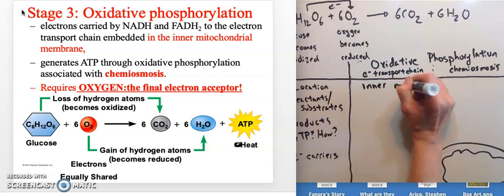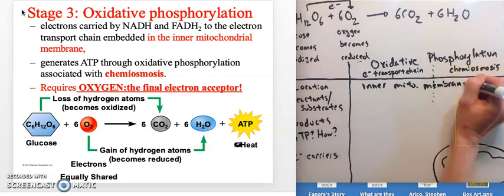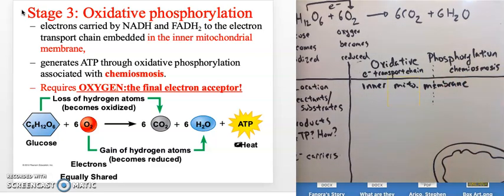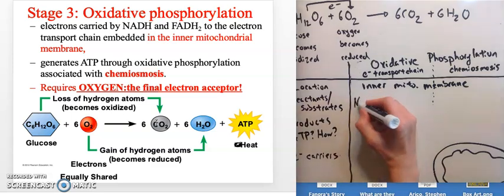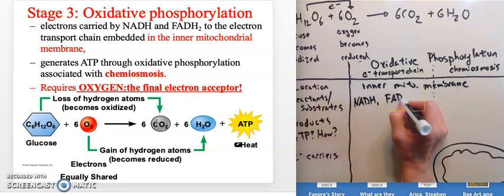Inner mitochondrial membrane. And that's true for both the electron transport chain and chemiosmosis. Remember, in our subsequent steps, we've already used up all of our glucose. We've already released all the carbon dioxide. So we don't have any carbon-containing reactants at this point. Instead, all of our reactants are going to be our reduced electron carriers, NADH and FADH2.